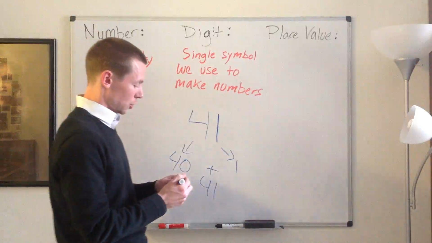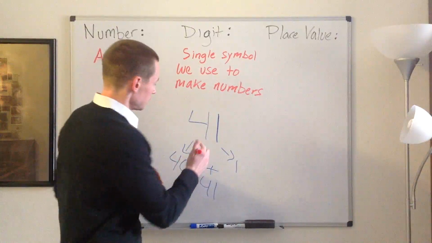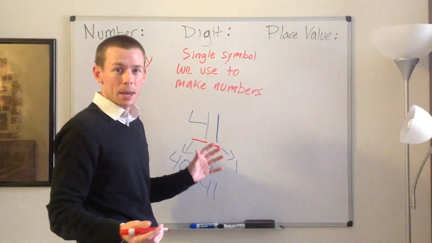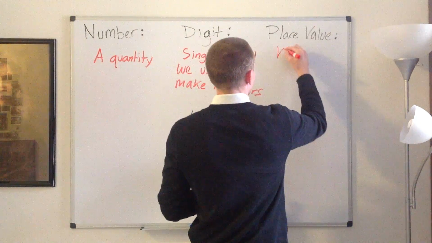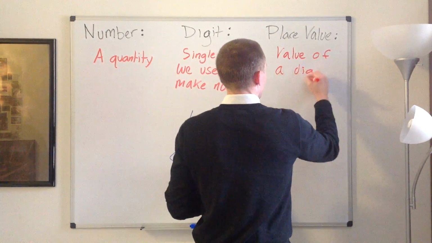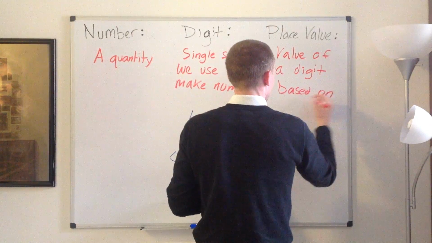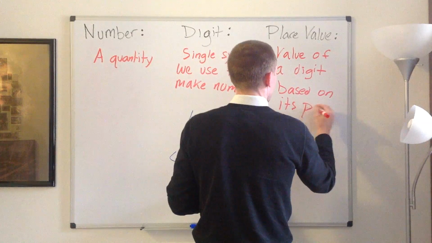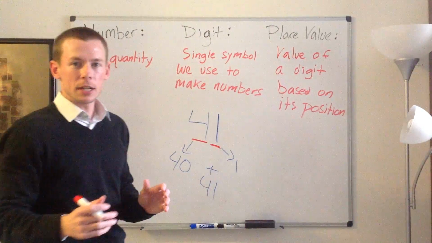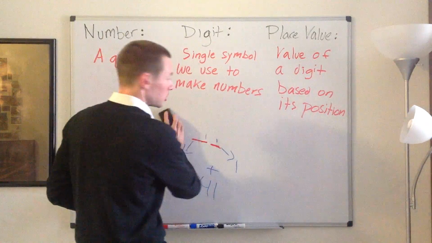So that brings us to place value, which is the value of a digit based on its position. Value of a digit based on its position. Let's look at another example.